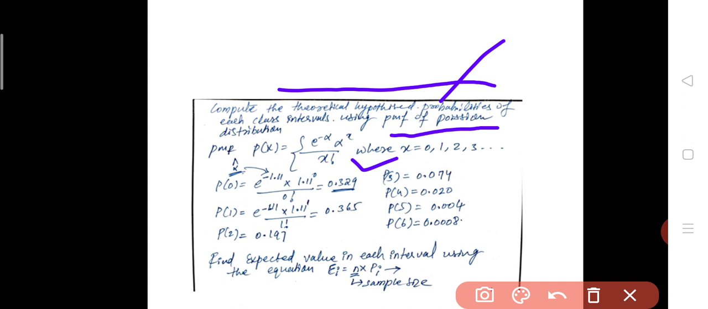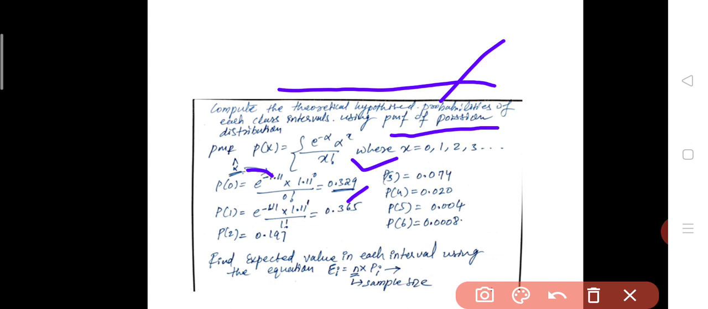For each class interval, we will find the theoretical hypothesized probability. That is, P of 0 equals e raised to minus 1.11, where 1.11 is the alpha cap value, the parameter estimator for the Poisson distribution, into 1.11 raised to 0 divided by 0 factorial. For the first value, we get the theoretical hypothesized probability as 0.329.